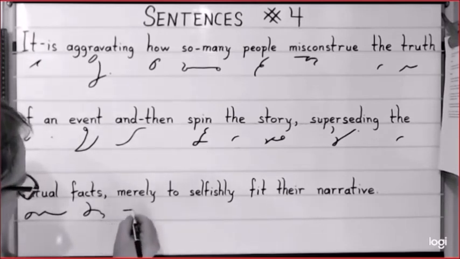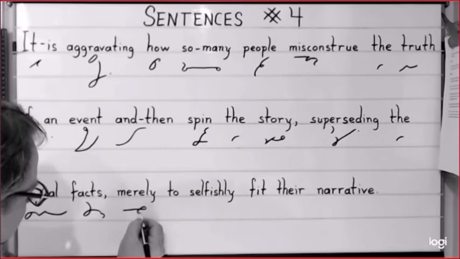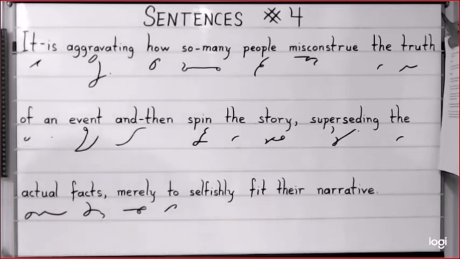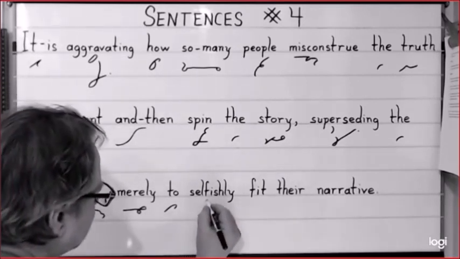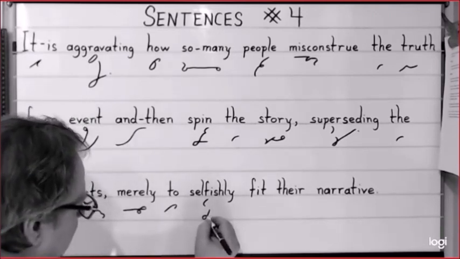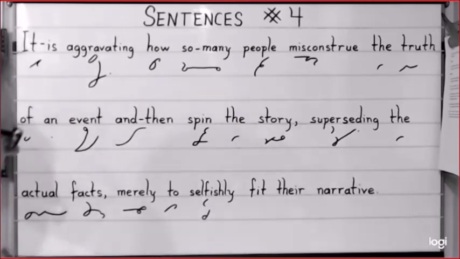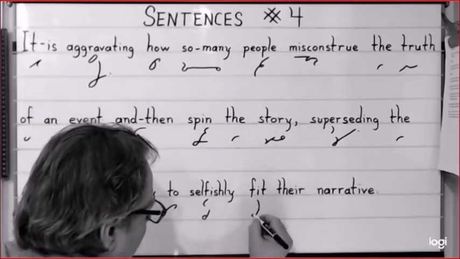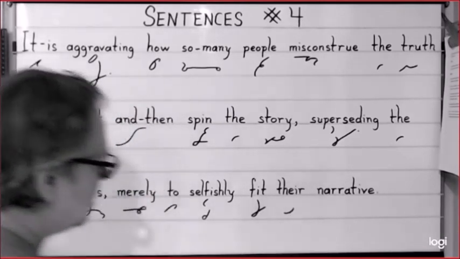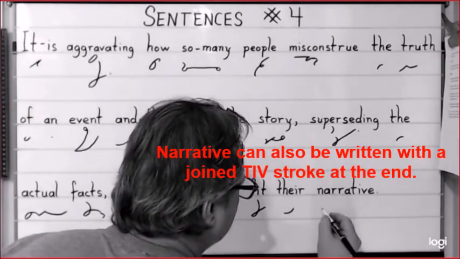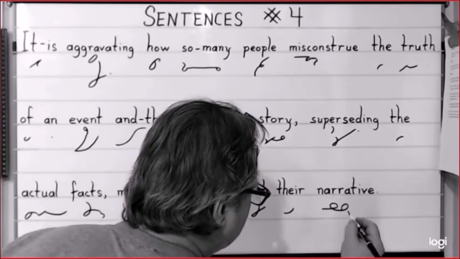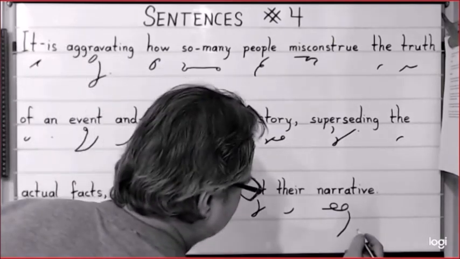Merely is M reverse circle E, and then another E below for the Ly. To is T-U. Selfishly is the left S disjoined, and then an SH, and then an E for the LY at the end. Fit is F-I-T. There is the under TH. The narrative is an N-A-R-A, and then a separate V afterwards, and of course the period.